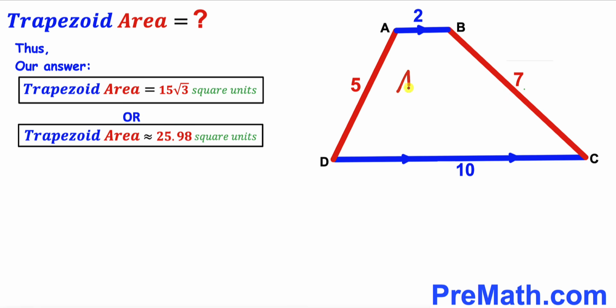In other words, the area of this trapezoid simply turns out to be 15 times square root of 3 square units. And that's our final answer.